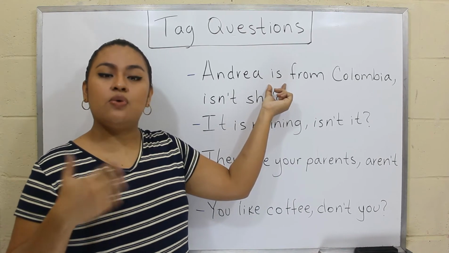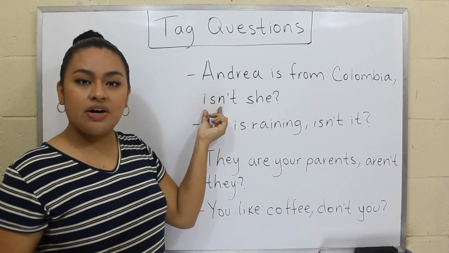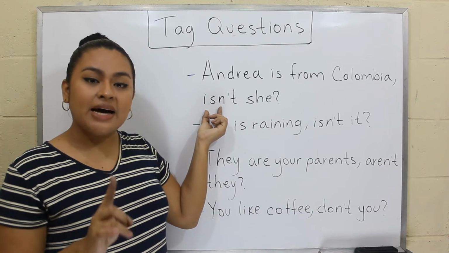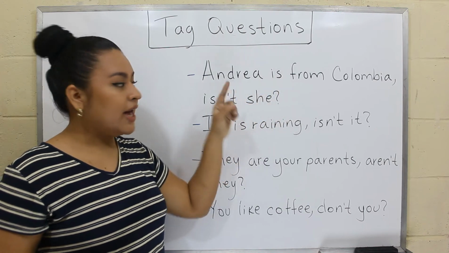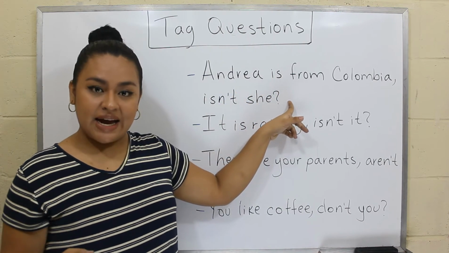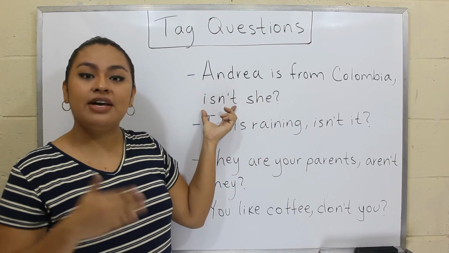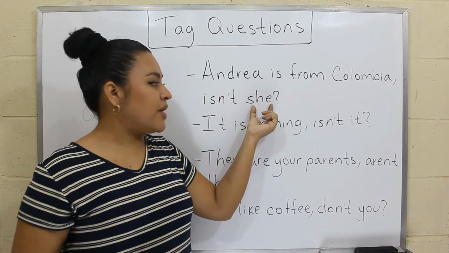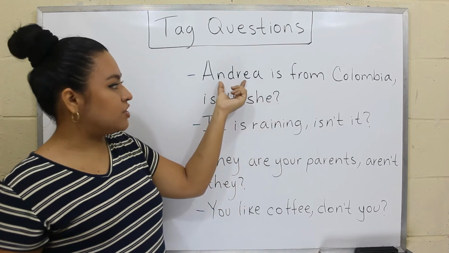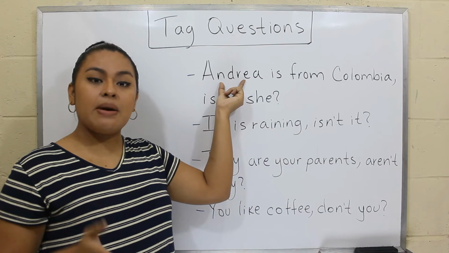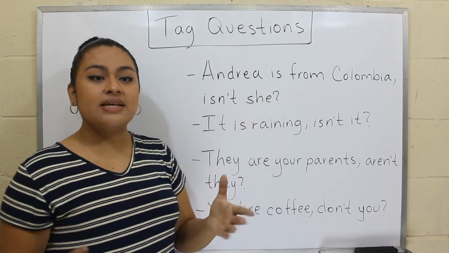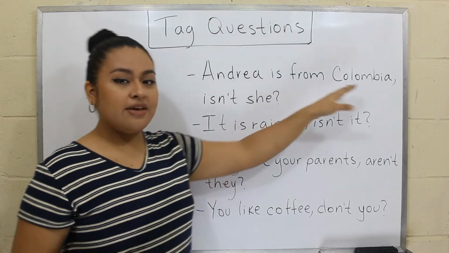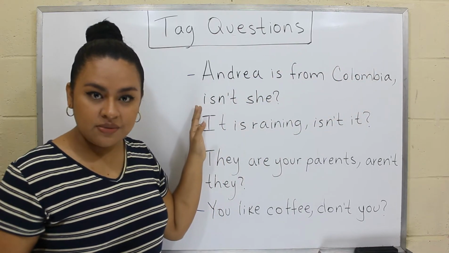So it means that we will have as the auxiliary the verb be, but in the negative form, because one must be positive and the other one must be negative. So we have isn't, and then we use the pronoun equivalent to the subject. In this case we're talking about a girl, so we're going to use she. And that is the result we get: Andrea is from Colombia, isn't she?